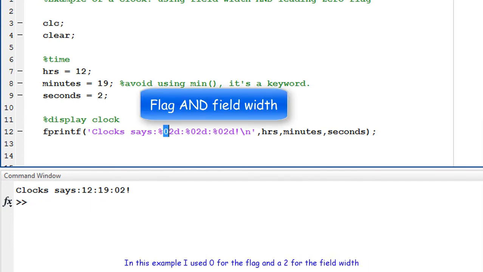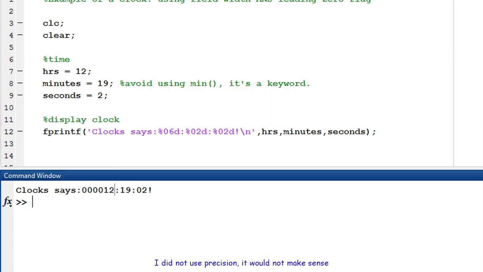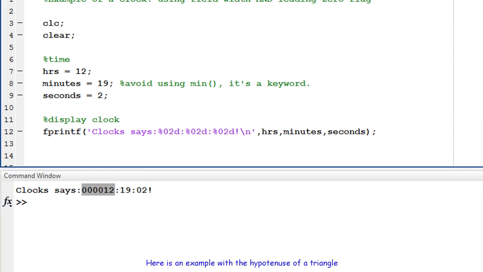In this example, I used 0 for the flag and the 2 for the field width. But I didn't use precision. It wouldn't make sense. I can change the field width, 6 characters for the hours, leading zeros. Not really applicable, but just showing you examples.